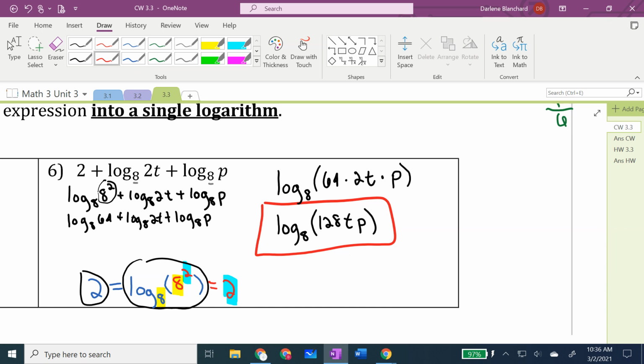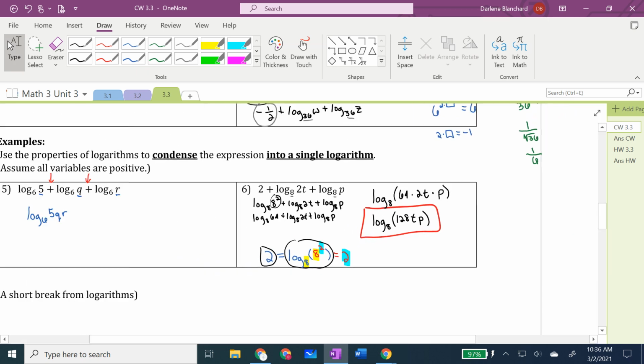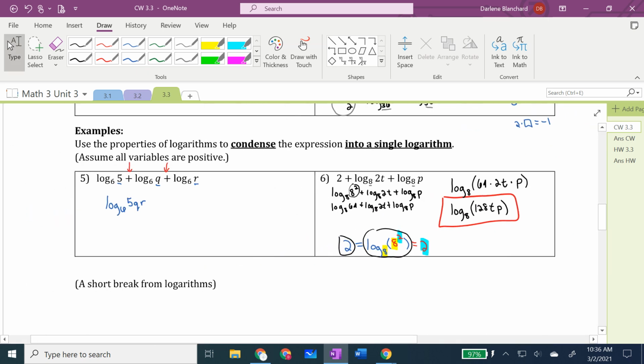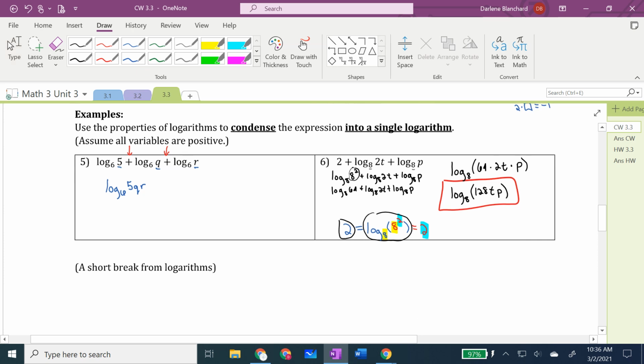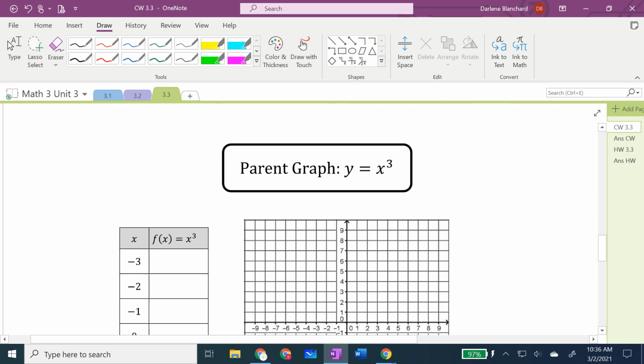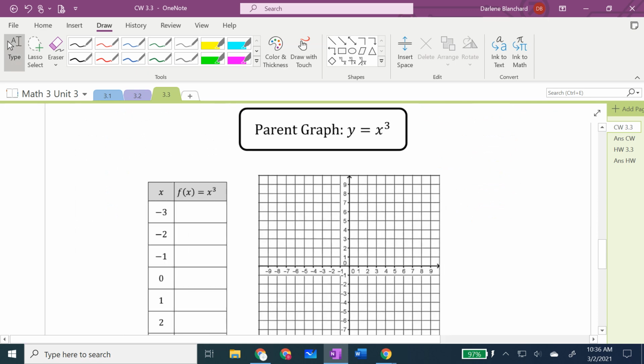Oh dear. Anyway, so there you go. That's simplified. And let's see. Oh, yes. Now, I went over a log rule, just one log rule. And instead of bringing in multiple log rules with you at once, we're going to do a short break from logarithms and talk about a particular graph.